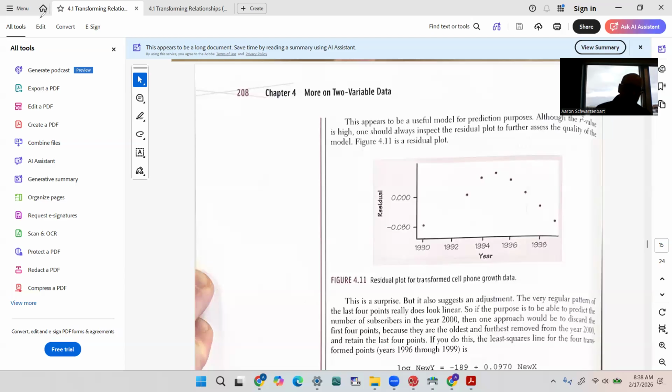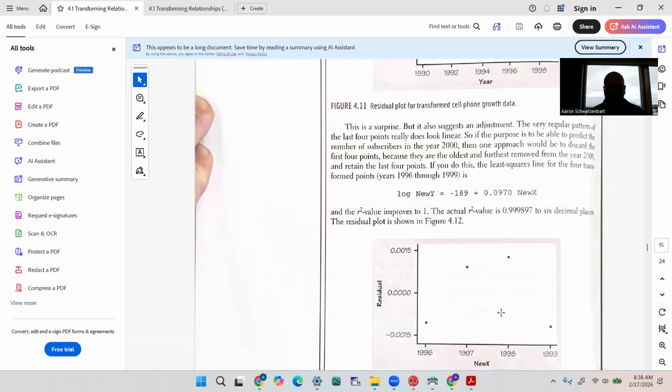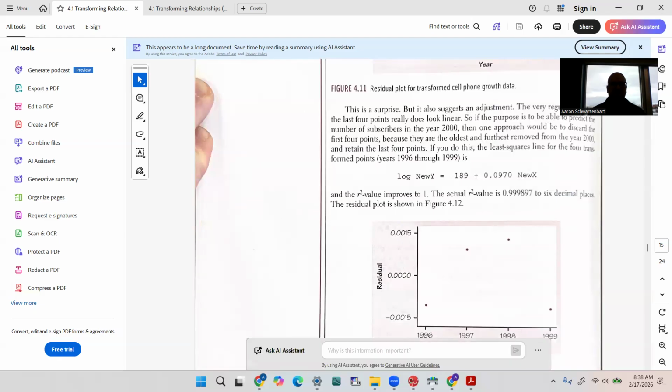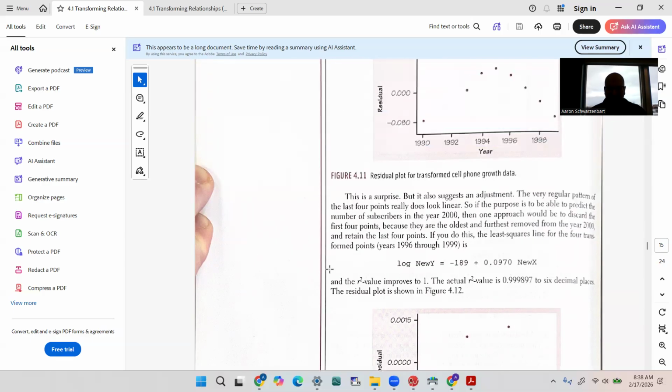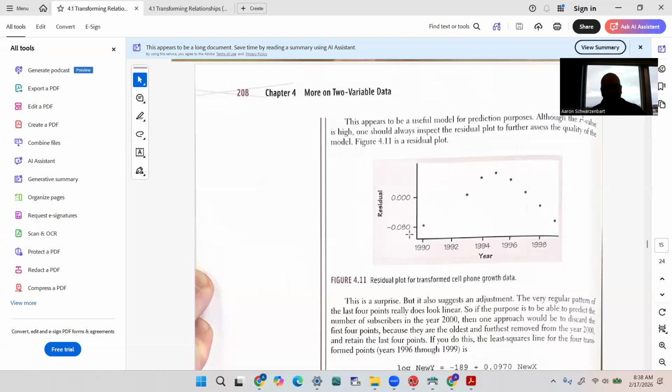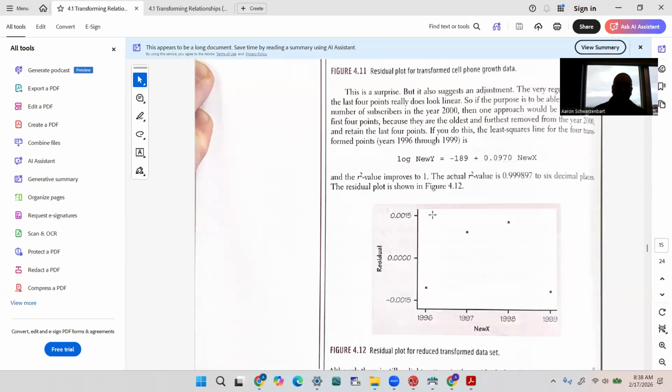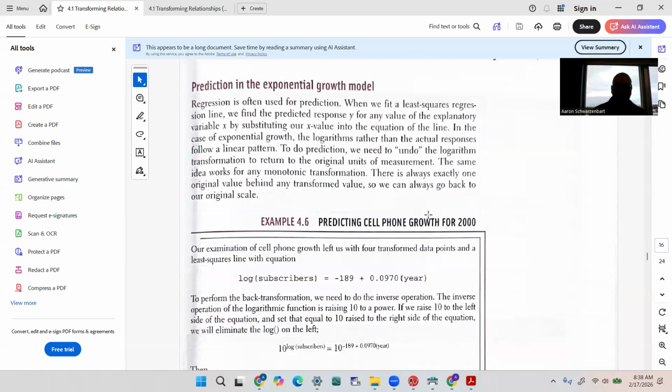Even though when you do delete the first four, you still have a pattern, these residuals are tiny. The residuals will generally be small when you take logarithms, but these ones in particular are really small, 0.0015 versus 0.8 or 0.08. So a lot smaller.